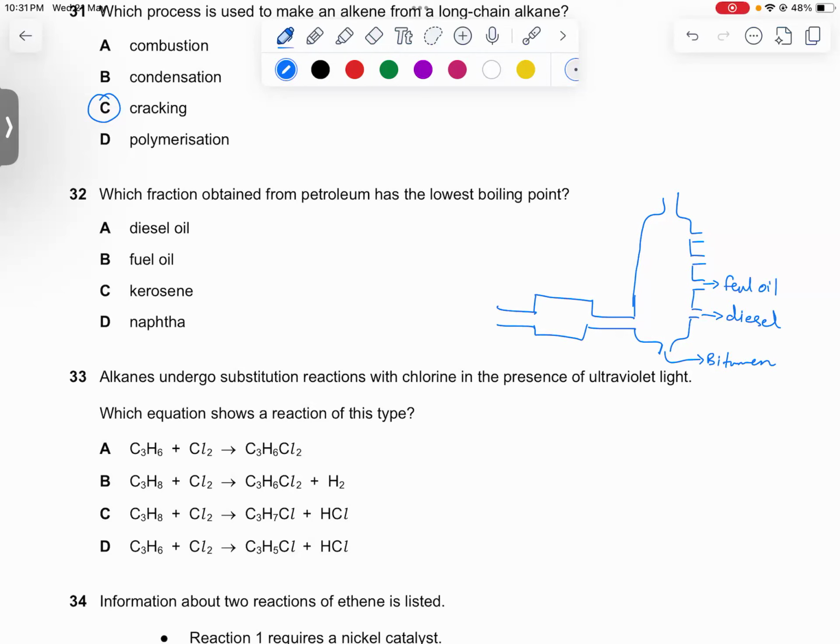Now the confusion is between kerosene and naphtha. But naphtha has a relatively low molecular size. It is used to make chemical products, it is a petrochemical. These are smaller in size. Naphtha is the one that will be collected above, and this would be kerosene. So the answer would be naphtha.